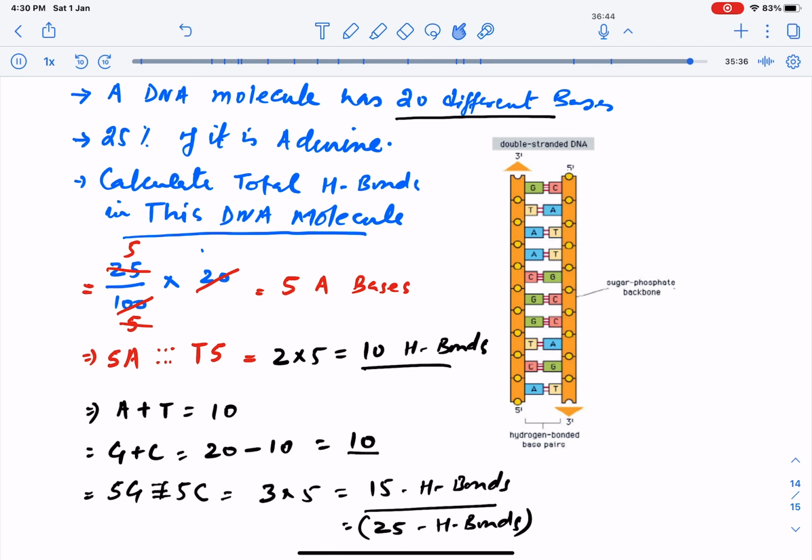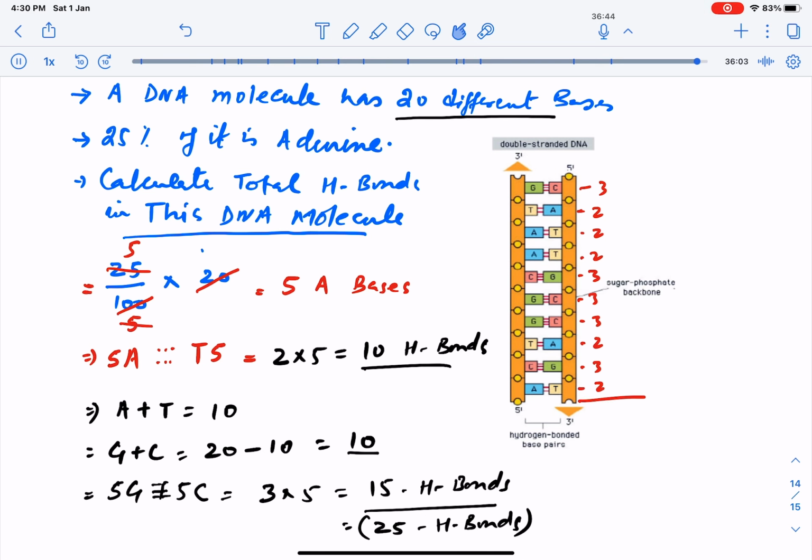Now, to make sure you have understood this and have calculated it correctly, you can also count the number of hydrogen bonds in this DNA molecule, as it is a very small molecule. So you can count the number here. So this has 3 here, this has 2 here, this has 2 here, this has 2 here, this has 3 here, this has 3 here, this has 3 here, 2 here, 3 here, and 2 here.